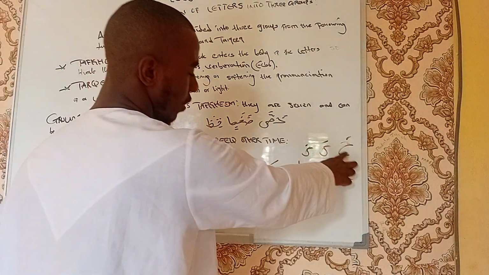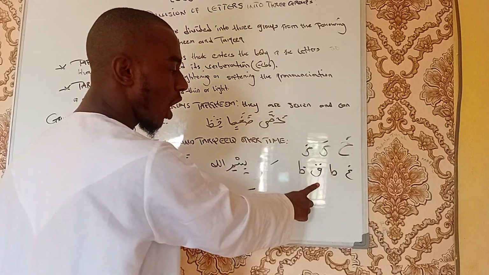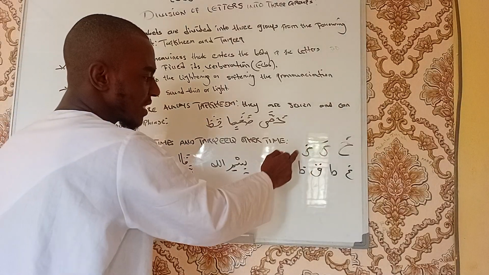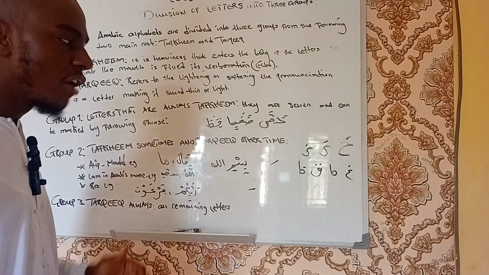Look at the kha, look at the sa, look at the ba, look at the ra, look at the ta, look at the ta, look at the va. 1, 2, 3, 4, 5, 6, 7. So these 7 letters are the letters of Tafkheem.